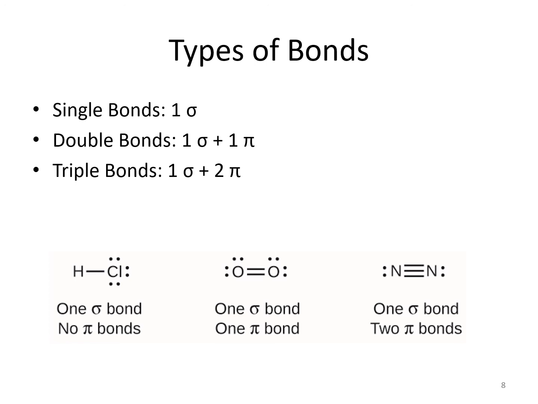For example, the single bond in hydrochloric acid is just a sigma bond. The double bond in the oxygen molecule is a sigma and a pi. The triple bond in the nitrogen molecule is 1 sigma and 2 pi bonds. We will talk about sigma and pi bonds more later in the chapter.